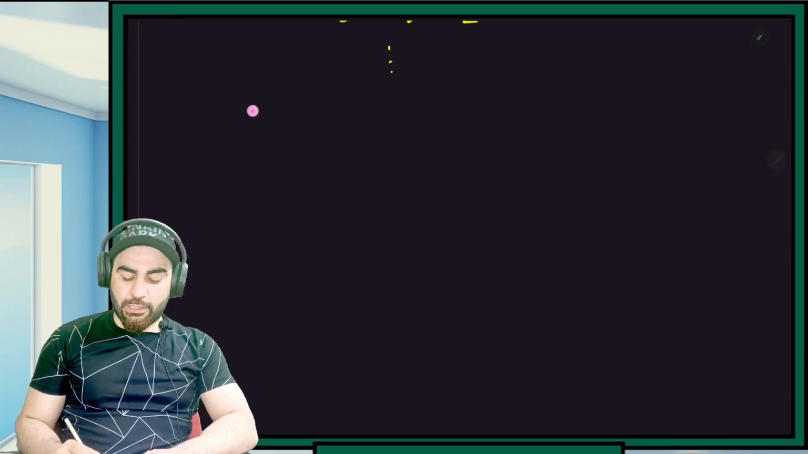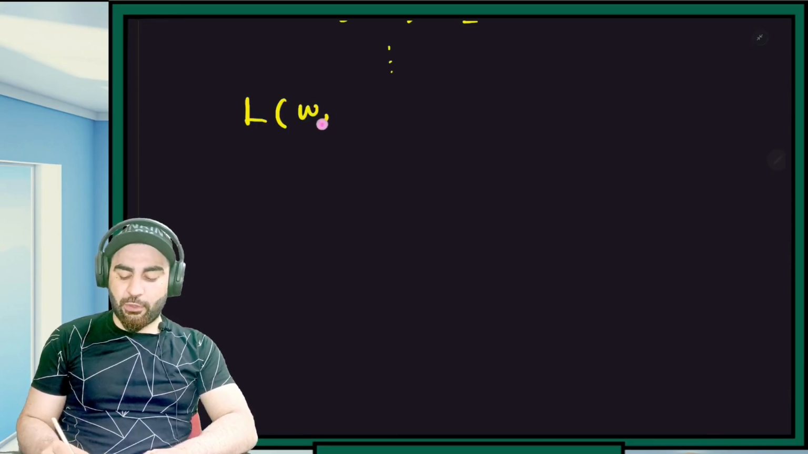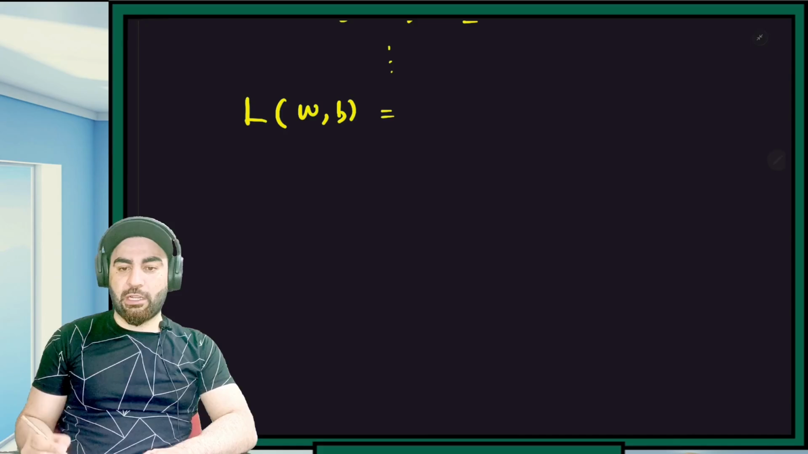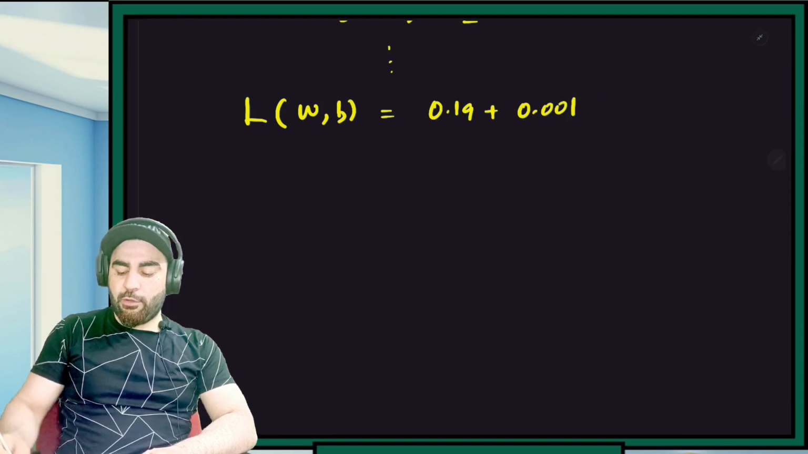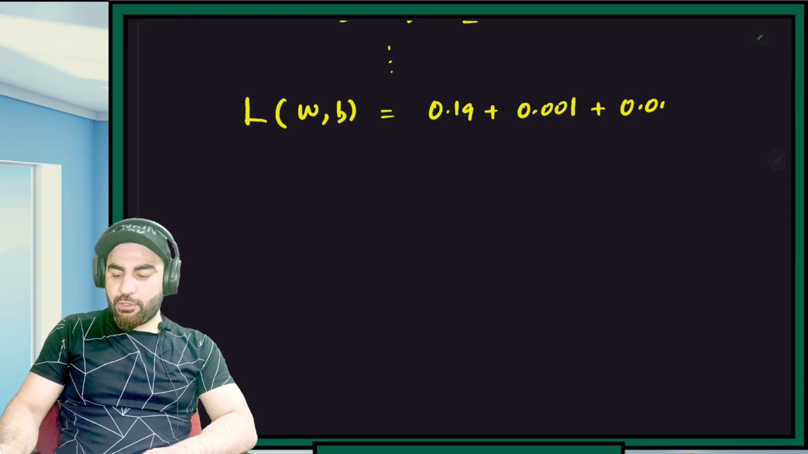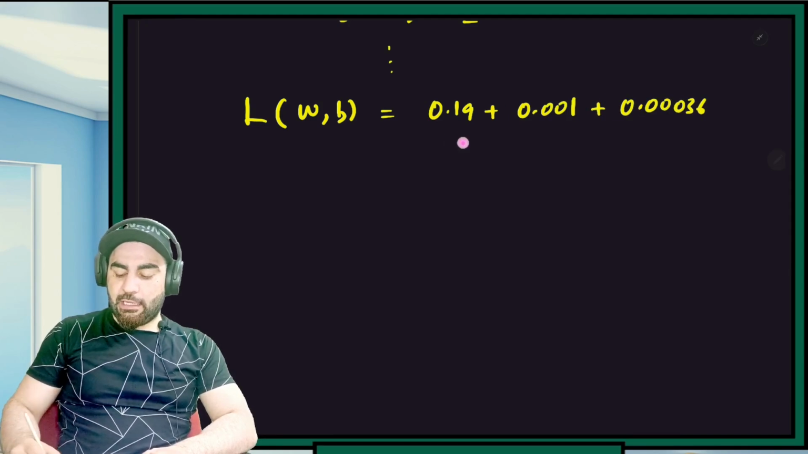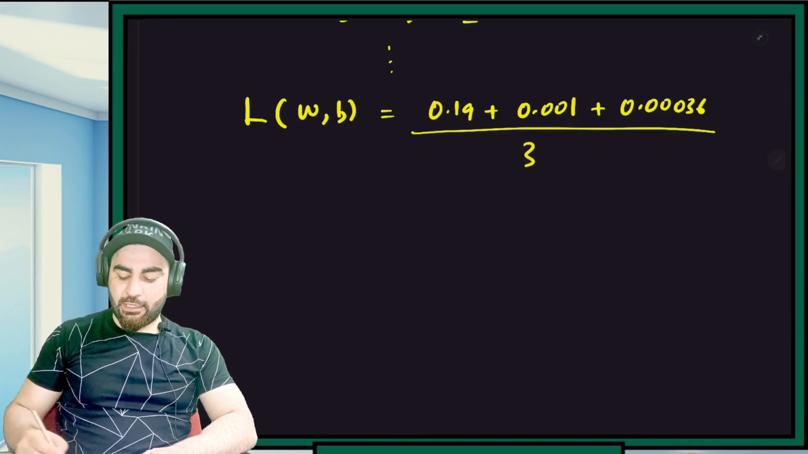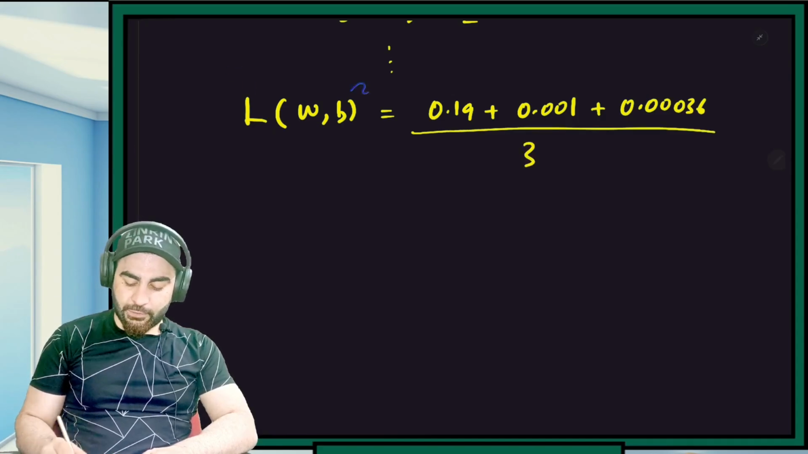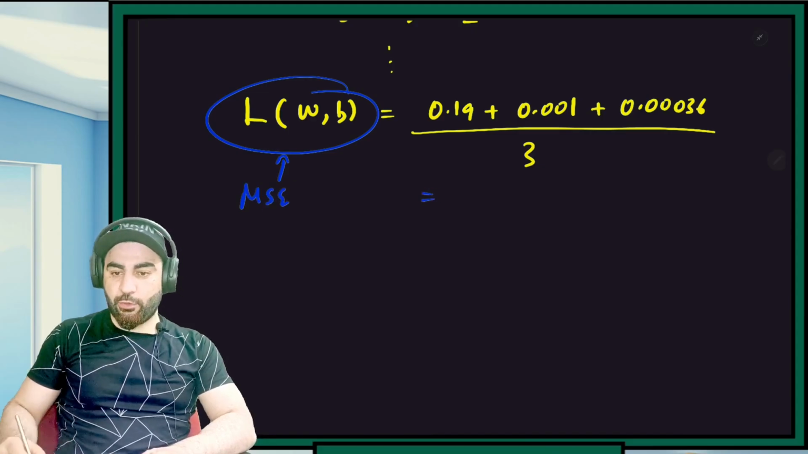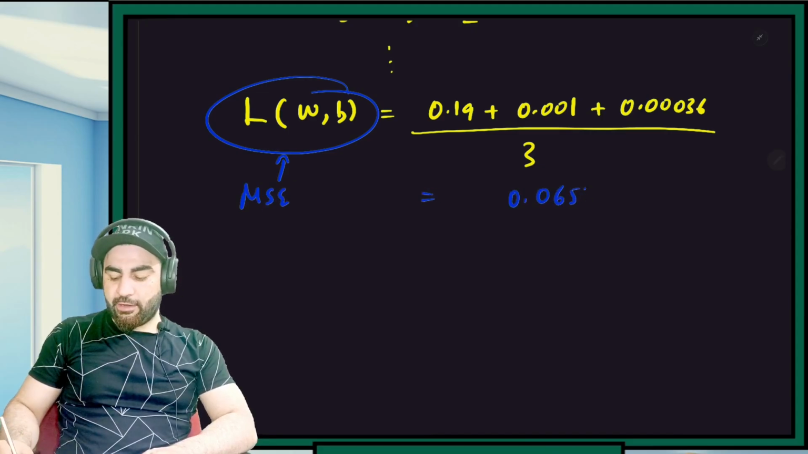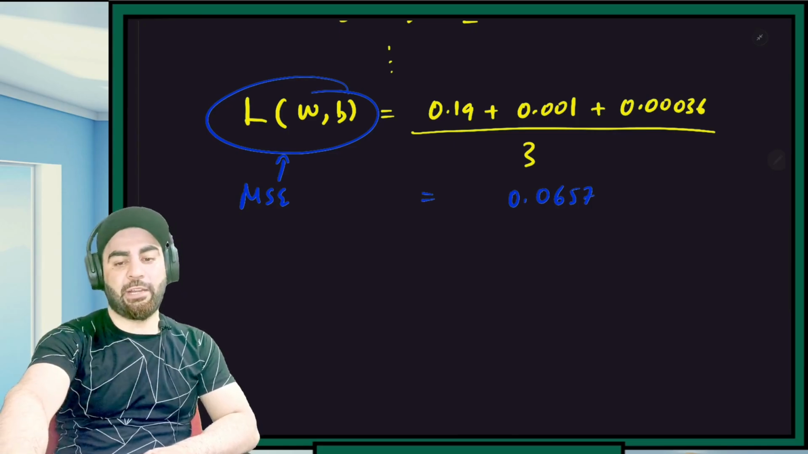Now we will compute loss for this particular weight and this particular bias. So what will that be? You'll have to add them up and take the average. So 0.19 plus 0.001, and for the third point the loss came out to be 0.00036, and then you'll have to divide it by 3. So this is MSE. This thing over here is mean squared error. So this is equal to 0.0657 roughly. Okay, this is what we did by hand.